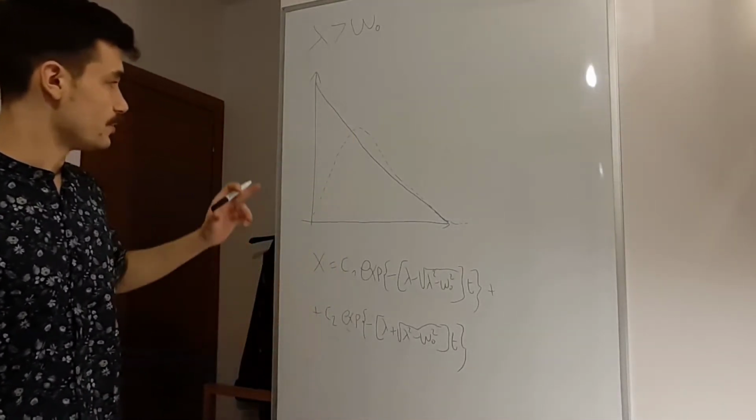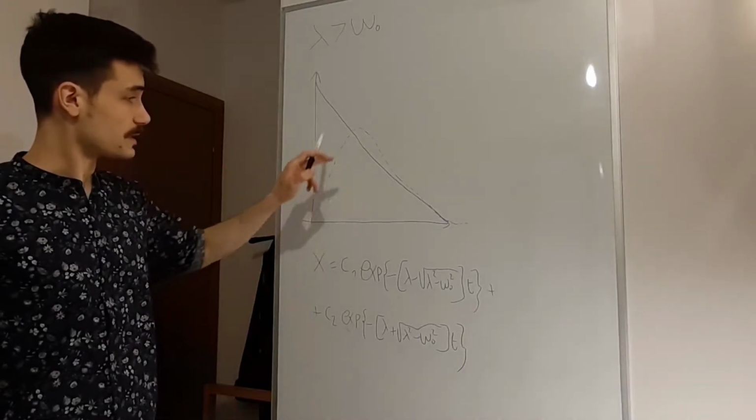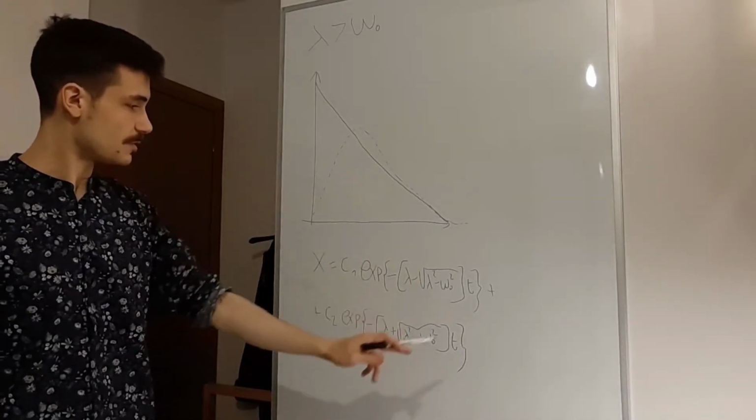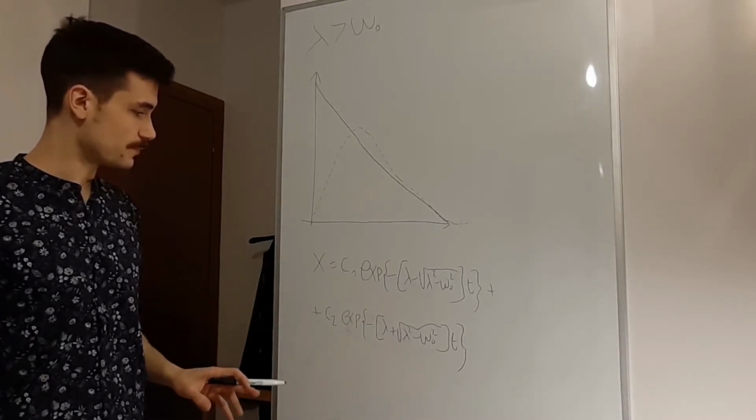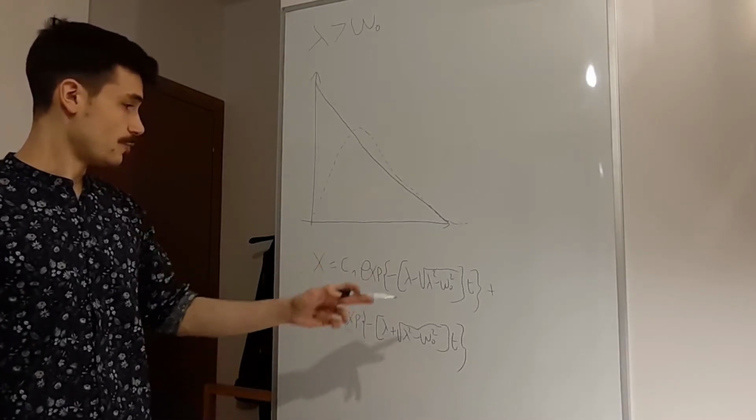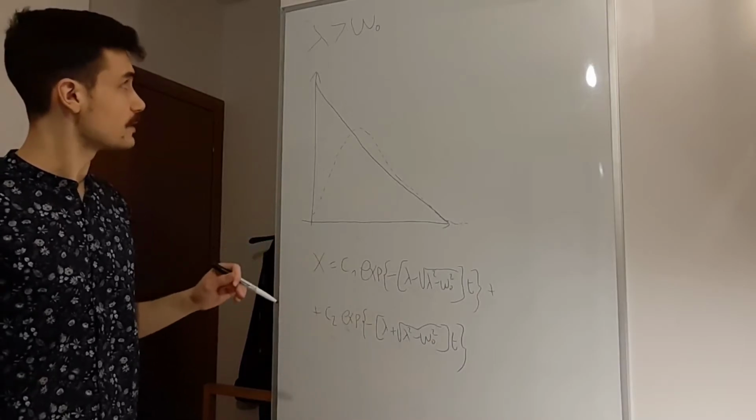You again have two possible solutions depending on the static conditions, and this is the general solution. So it's a linear combination of both solutions. The formula isn't very user-friendly, but that's what we got.